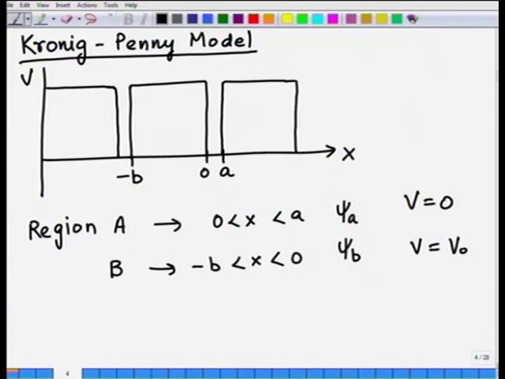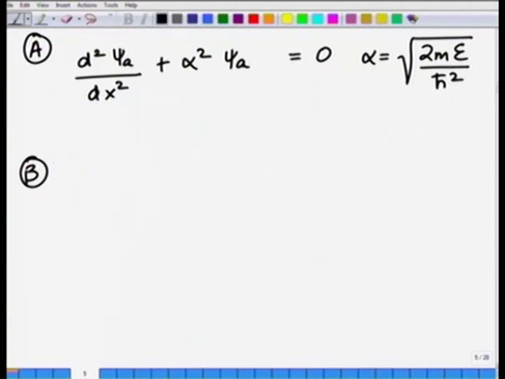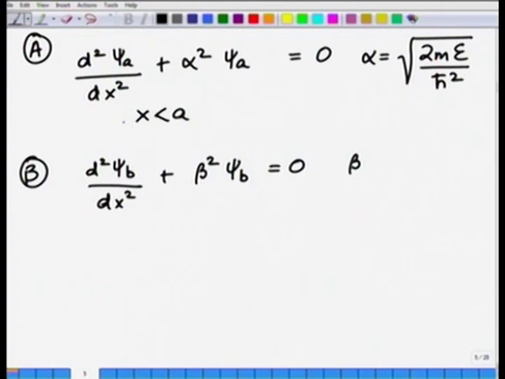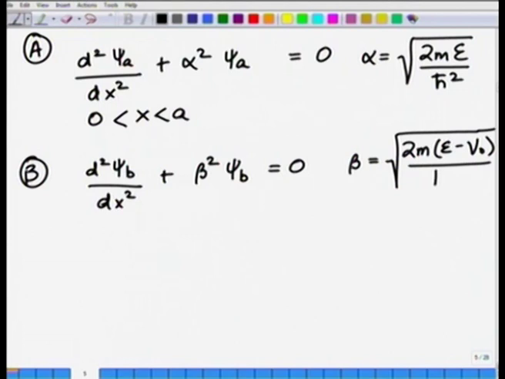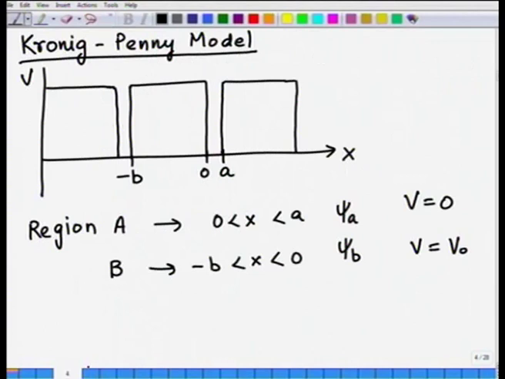In region B, I am going to solve the problem d²φ_B/dx² plus, now, I am going to write it as β² φ_B equal to 0, and this is at x equal to a, and this β now is equal to the square root of 2m(E minus V₀)/ħ², where now I have x minus b. So, in this region B, I have essentially a potential V₀, whereas the potential is equal to 0 in region A.